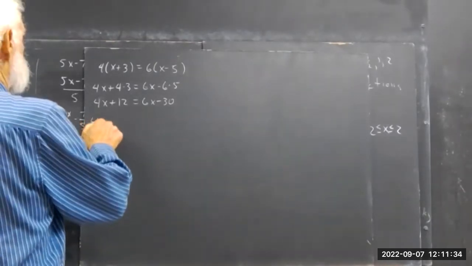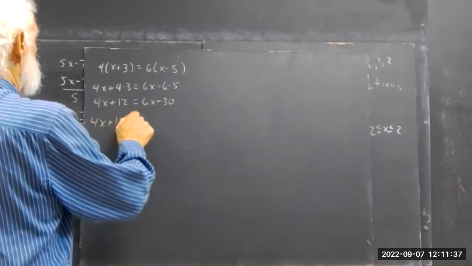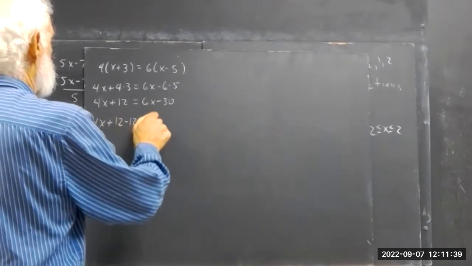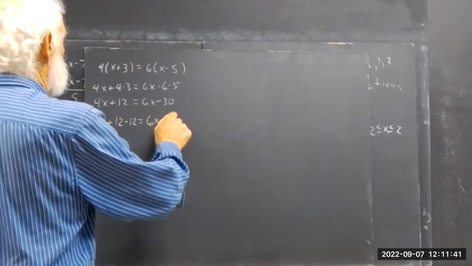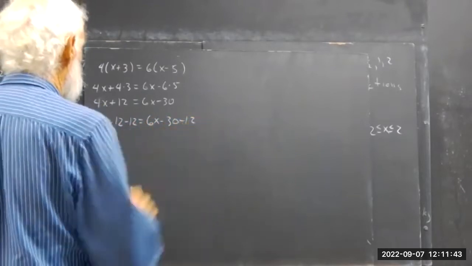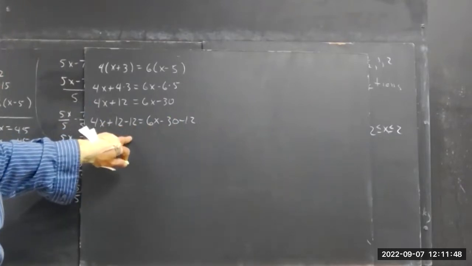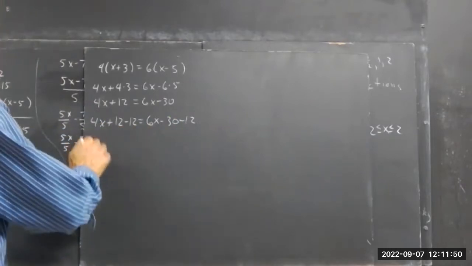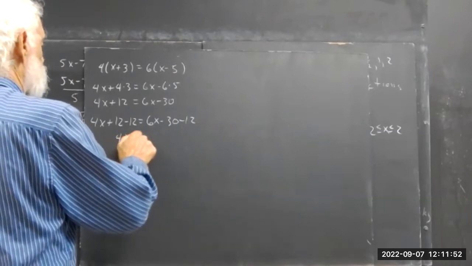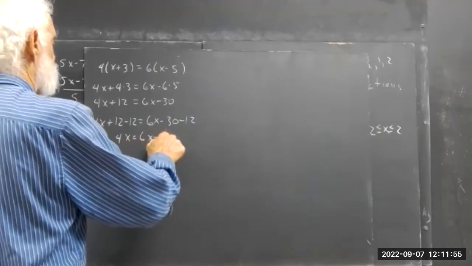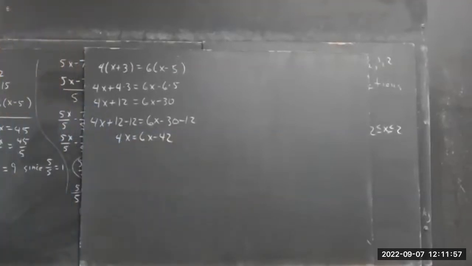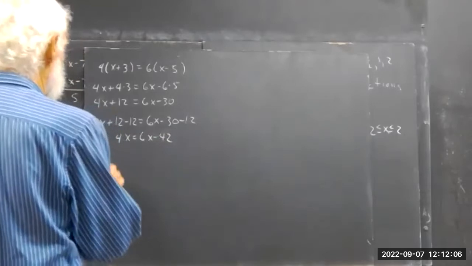So we get 4x plus 12 minus 12 equals 6x minus 30 minus 12. That's going to result in no pure numbers on this side, just multiples of x. That's going to give us 4x equals 6x minus 42. Now we still aren't in a form like this, just a multiple of x equals some number. So we subtract 6x from both sides.